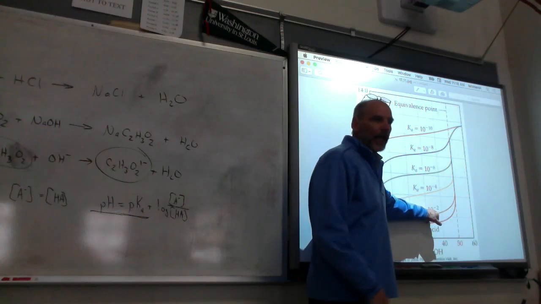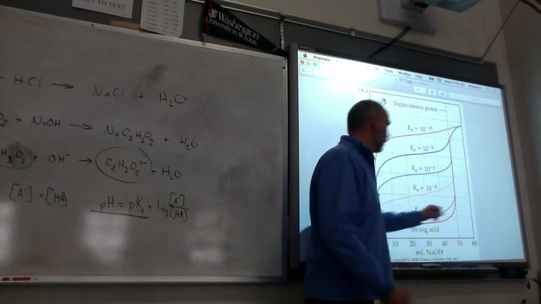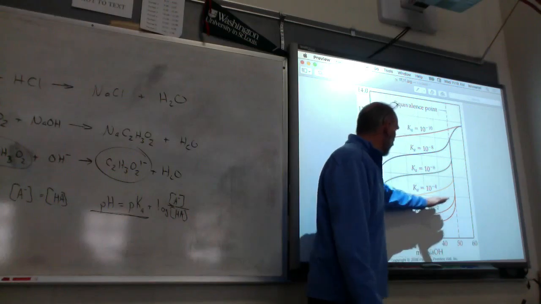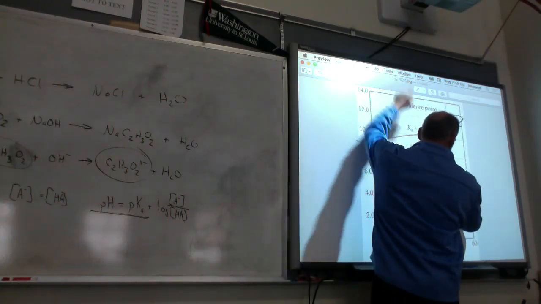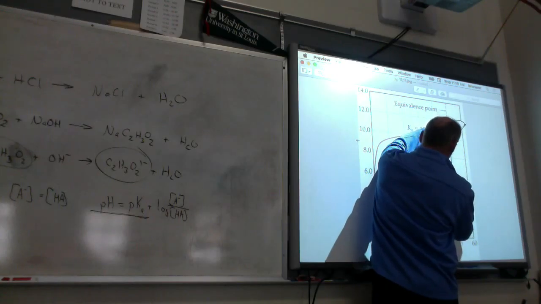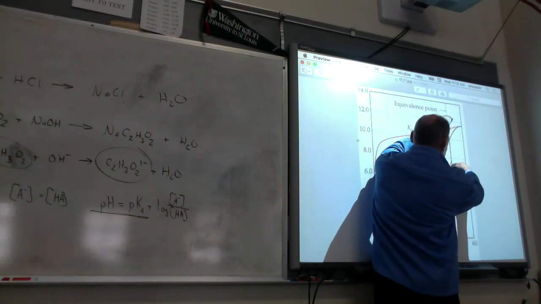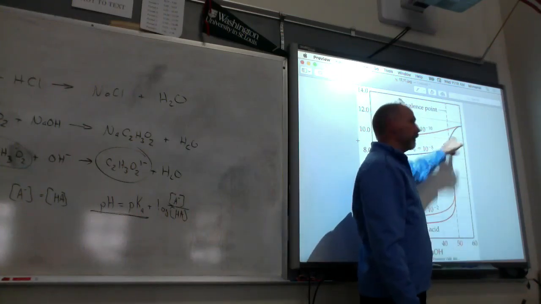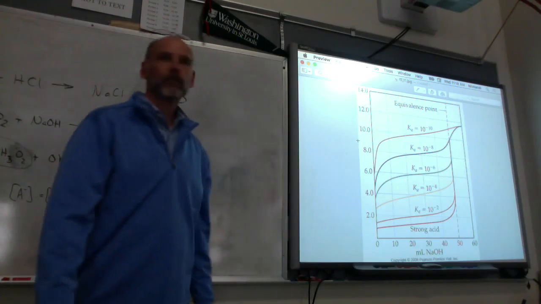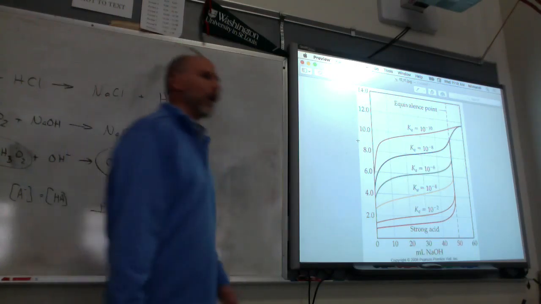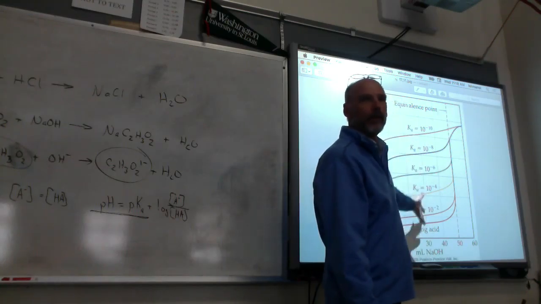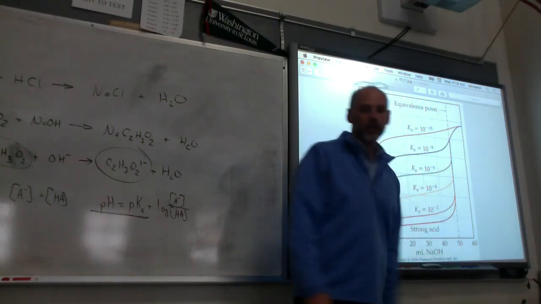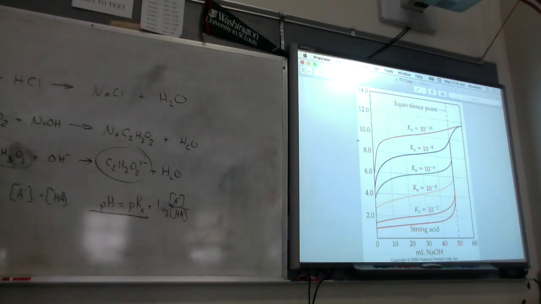As our Kas decrease, look what happens to the inflection points. The inflection point for this one would be about here-ish, give or take. The inflection point for this one would be about here-ish, and for this one, well, it's way up here, and you can see where that goes. So you might be asked to evaluate strengths of acid based on the titration curves that they give you. All right? Next.